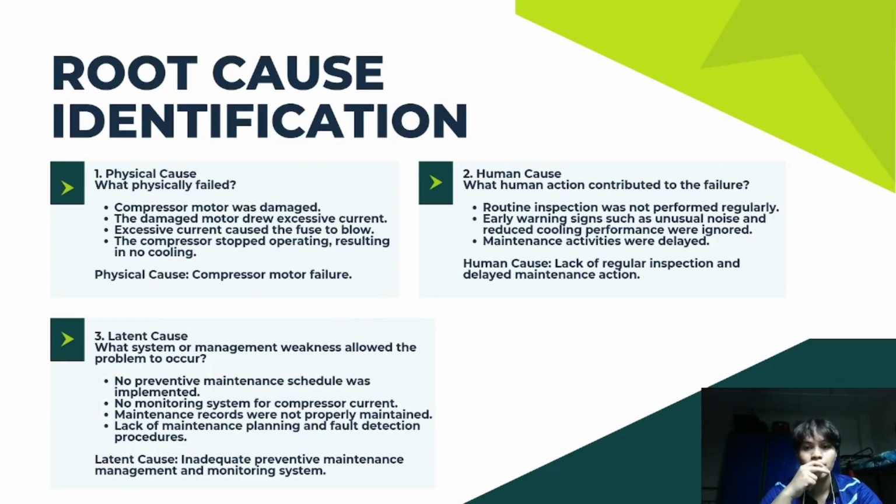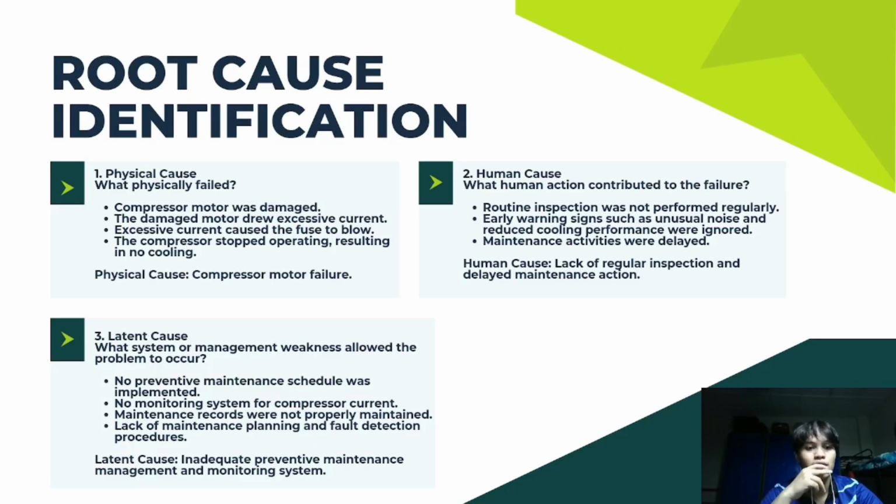The second category is the human cause. So what human action contributed to the failure? Firstly, the routine inspections were not carried out regularly. In addition, early warning signs such as unusual noise and reduced cooling performance were ignored. And then maintenance activities were also delayed. This human factor allowed the problem to become more serious.